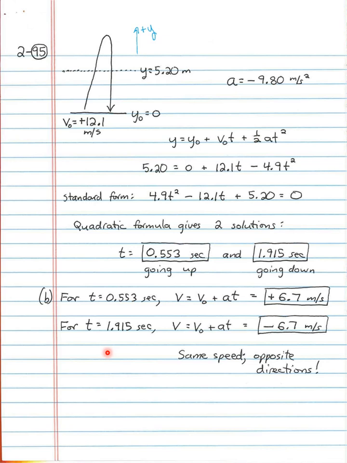For a given height, in this case 5.20 meters, it's going up and down at the same speed, just opposite directions. And that is the end of the Chapter 2 homework.